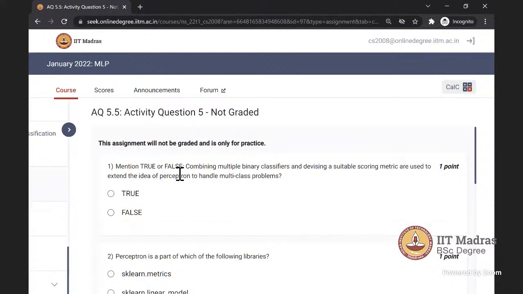Mention true or false. Combining multiple binary classifiers and devising a suitable scoring metric are used to extend the idea of Perceptron to handle multi-class problems. Is it true or false? True. Yes, it is true.